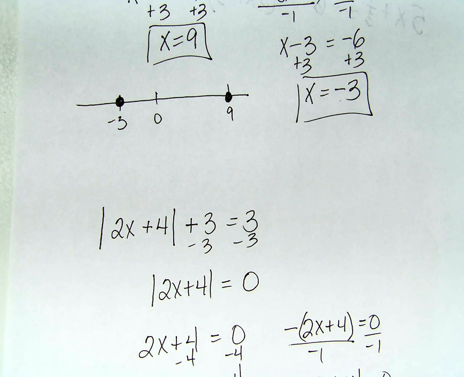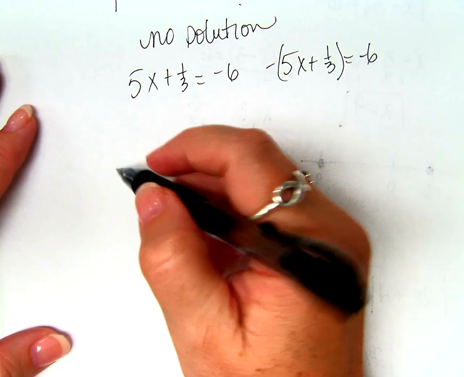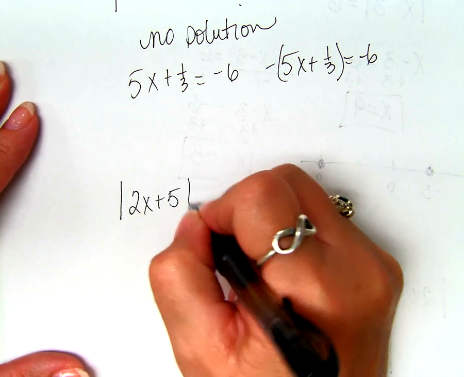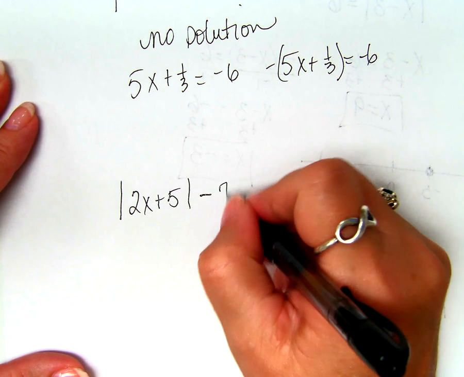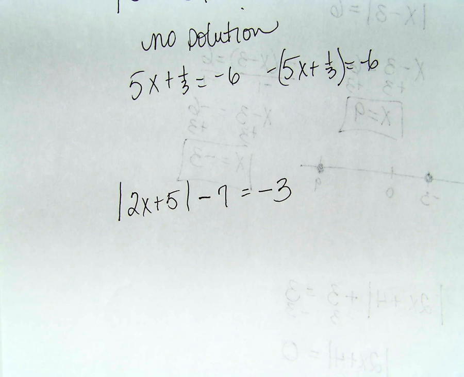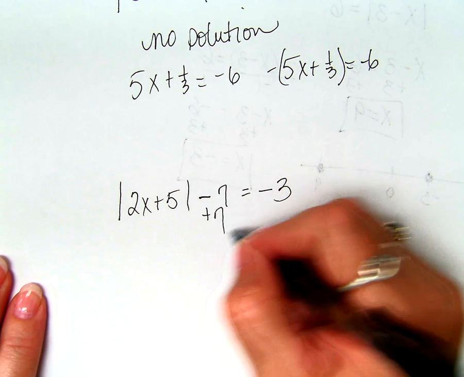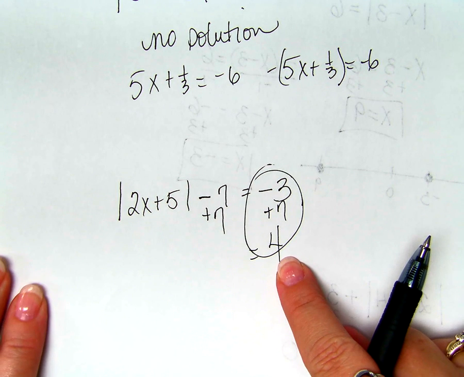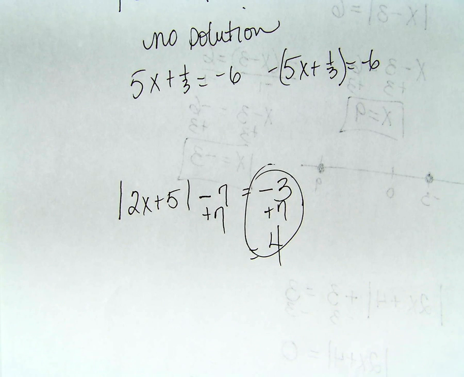Now, don't get fooled, though. Sometimes they'll try to fool you on purpose, and they'll say something like 2x plus 5 minus 7 equals negative 3. Oh, because you have the minus 7. Yeah, we have the minus 7, so when I added 7 to both sides, this is going to be a 4. It's going to be a positive number on that side, isn't it? Yeah. Okay, so don't be fooled. Isolate the absolute value, and then when the absolute value is isolated, make some decisions. Okay? Do you have any questions about this?